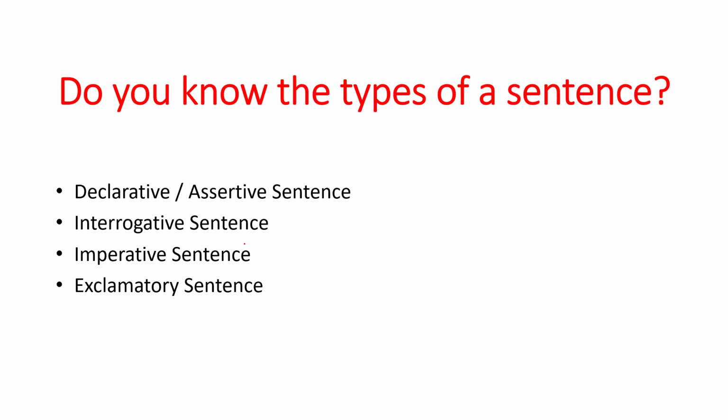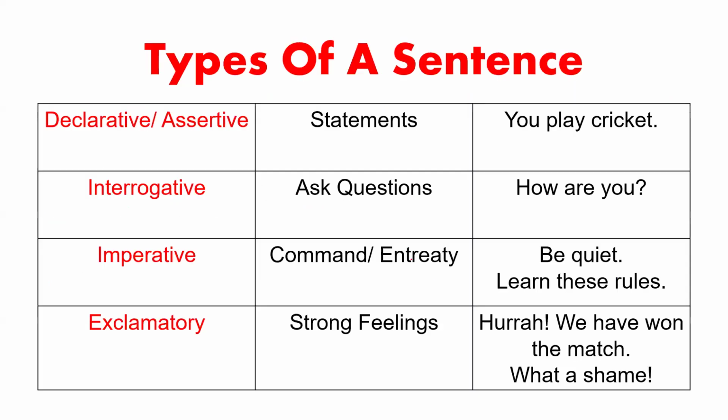So how many of you know the types of a sentence? There are actually 4 types of a sentence. One is declarative or assertive sentence, one is interrogative sentence, one is imperative sentence, and one is exclamatory sentence. Does anyone of you know about the details of these sentences? Basically, in the declarative and assertive sentence, this table would guide you and help you in the best possible way. So what are the declarative and assertive sentences?